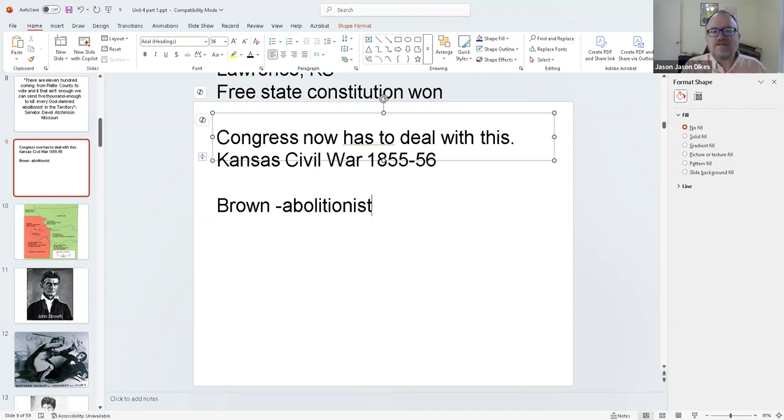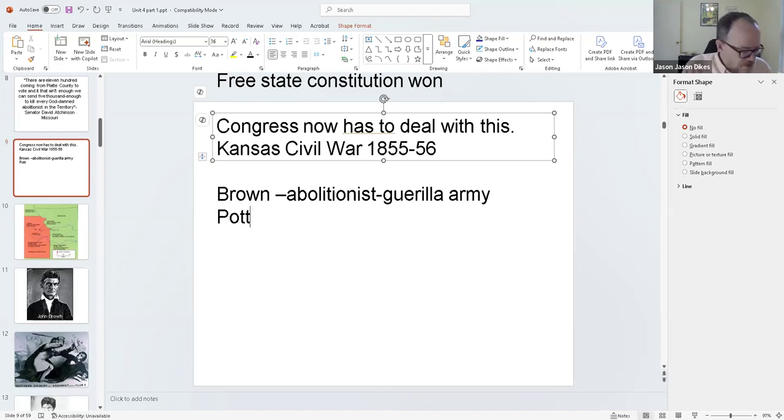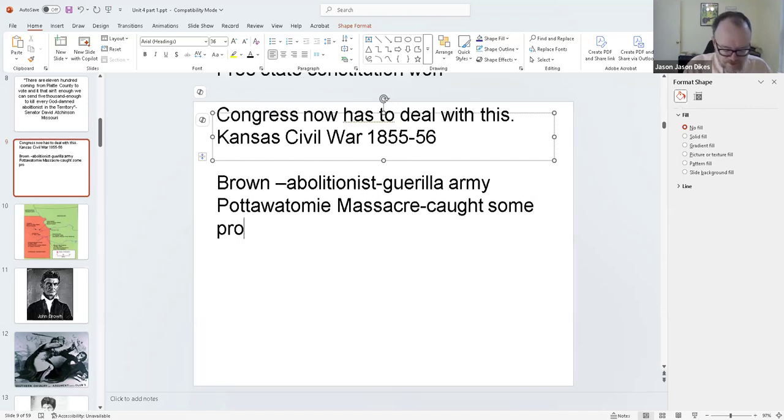We're now getting to the violent abolitionists. Back in Unit 3, abolition was a nonviolent movement, but now it was embracing violence. He had his own little guerrilla army, insurgents, I guess we would call them today. And he was the architect of the Potawatomi massacre. He caught some pro-slavers and butchered them. I really can't think of a polite way to put that.